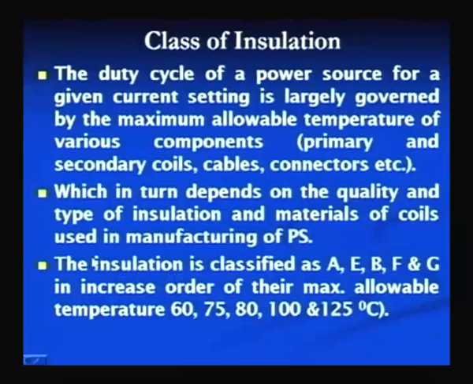Insulation is one important aspect in welding power sources, and the better the quality of the insulation used, the greater the ability of the cables and the coils to withstand a higher temperature. These insulations are classified as A, E, B, F, G in the increasing order of their maximum allowable temperature. For A class insulation it is 60 degrees, for E class it is 75, for B class it is 80, for F class it is 100, and for G class it is 125 degrees centigrade. So, depending upon the class of the insulation, it will withstand higher or lower temperatures.